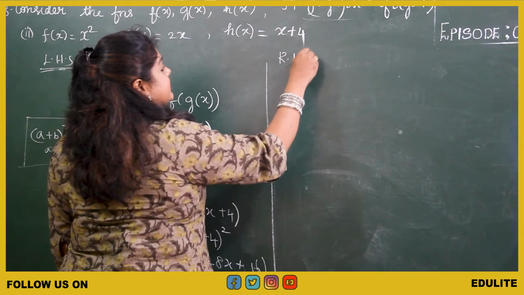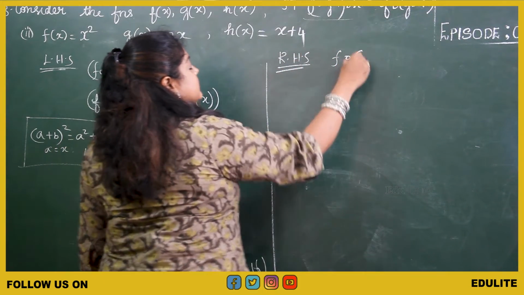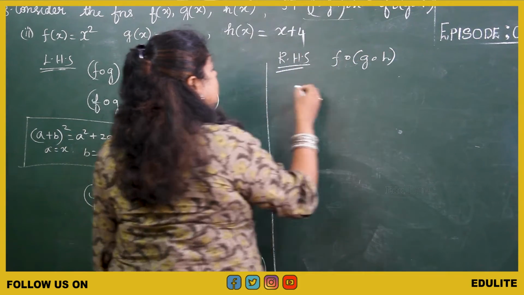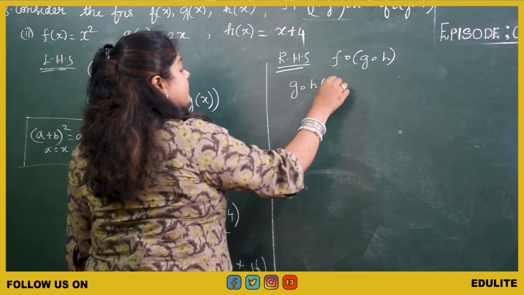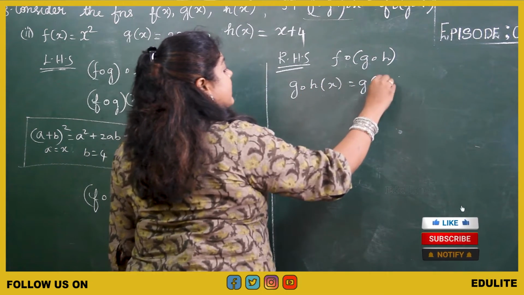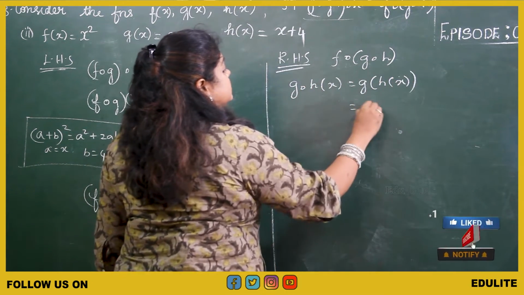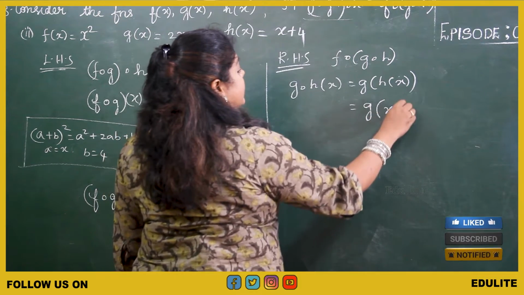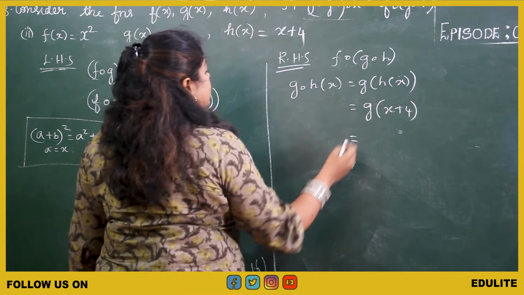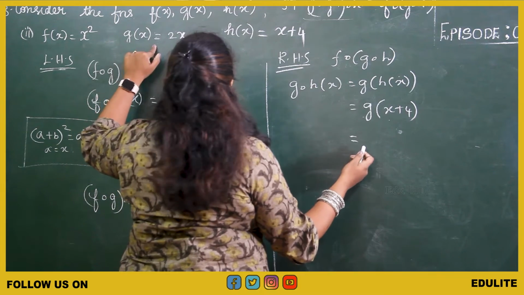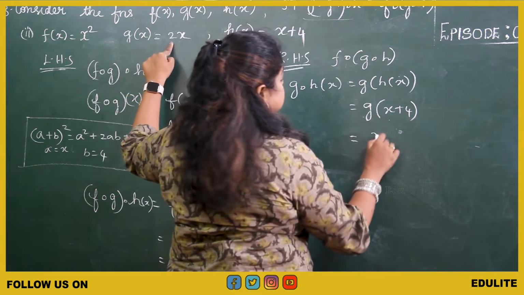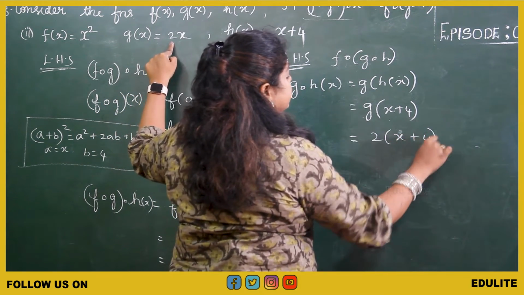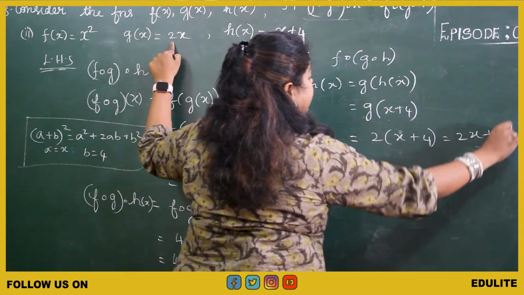Next is RHS, f composite g composite h. So g composite h can be written as g of h of x. G of h of x value is x plus 4. G of x can be written as 2 into x. So 2 into (x plus 4), which will give us 2x plus 8.